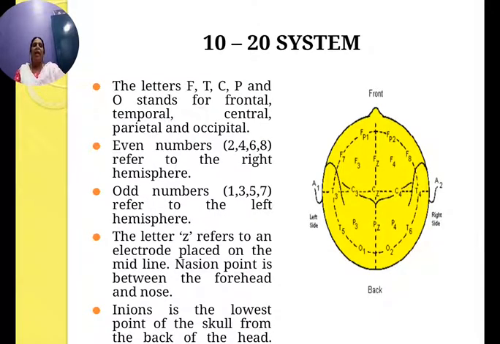The capital letters F, T, C, P and O stand for frontal, temporal, central, parietal and occipital. Even numbers 2, 4, 6 and 8 refer to the right hemisphere, and odd numbers 1, 3, 5 and 7 refer to the left hemisphere. The letter Z refers to the electrode placed on the midline. The nasion point is between the forehead and the nose. The inion is the lowest point of the skull from the back of the head, and the letter A represents the ear electrodes.